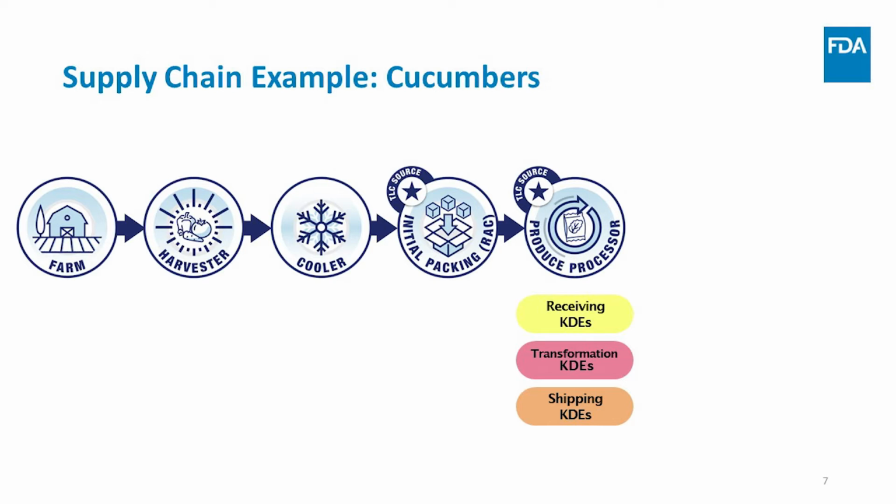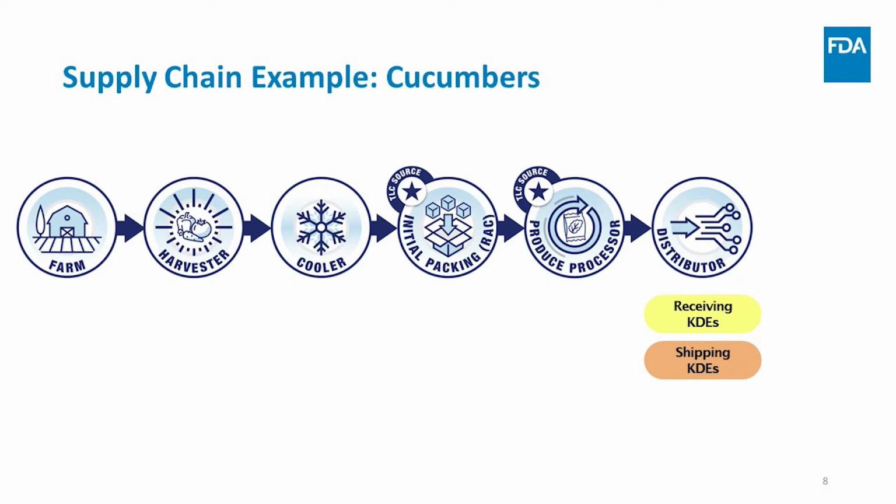Now that the cucumbers have been repacked, the produce processor is going to send them to a distribution center for distribution to retail. The produce processor must maintain key data elements related to the shipping of the fresh cucumbers to the distribution center and send many of these KDEs to the distribution center.